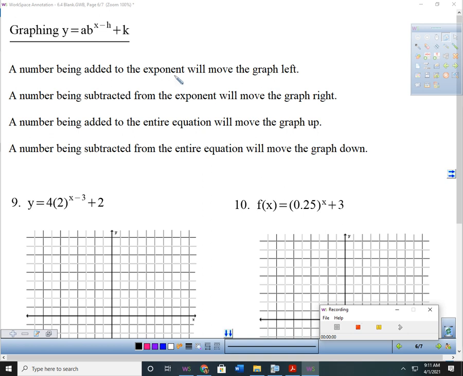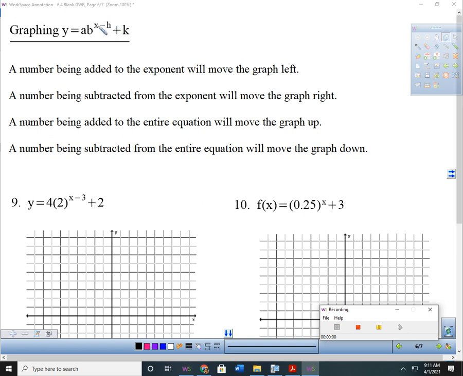Now that we have graphed some regular exponential functions, we're going to be adding and subtracting a number up here in the exponent, and we're going to be adding or subtracting a number outside of this equation, so just add it onto it. If you add or subtract a number in the exponent, that's going to move the graph either to the right or to the left.